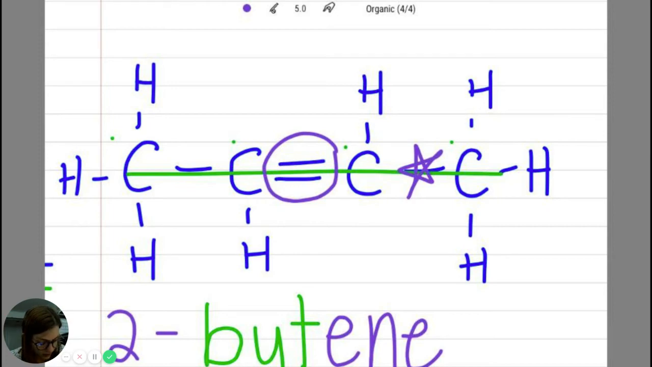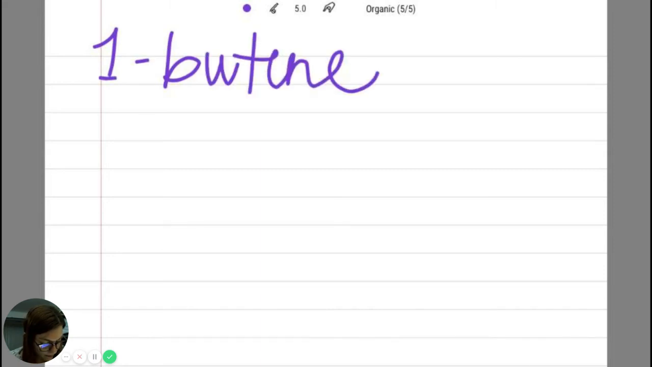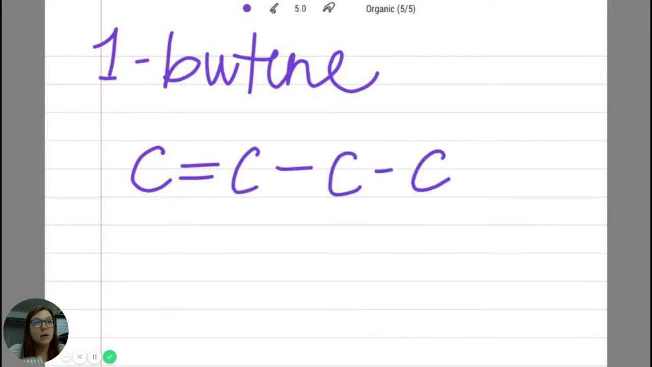I'm going to redraw this in a little fresh area. And I'm going to leave out the hydrogens for now, just so we can see the difference. So this right here that I'm drawing is 1-butene. Sorry for the handwriting. 1-butene means that my double bond is attached to carbon 1. In your brain, imagine that's full of hydrogens. 1-butene could also look like this.